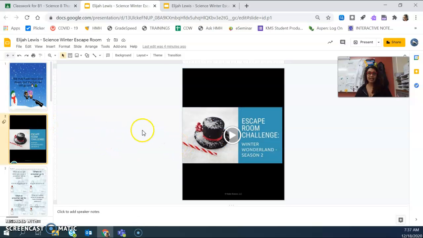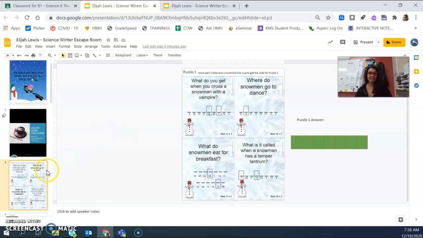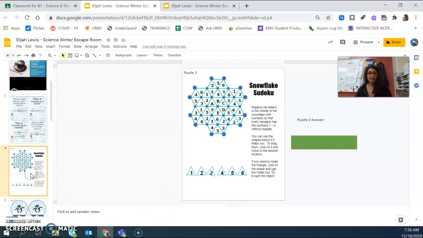This second slide is your escape room challenge. It talks about why you are trying to solve these puzzles in the first place. The third slide starts your first puzzle of 8 different puzzles. I encourage you to have a sheet of paper next to you so you can work out all the different solutions to your problem, because over here on the left is where you put your answer. So you do have 8 puzzles.